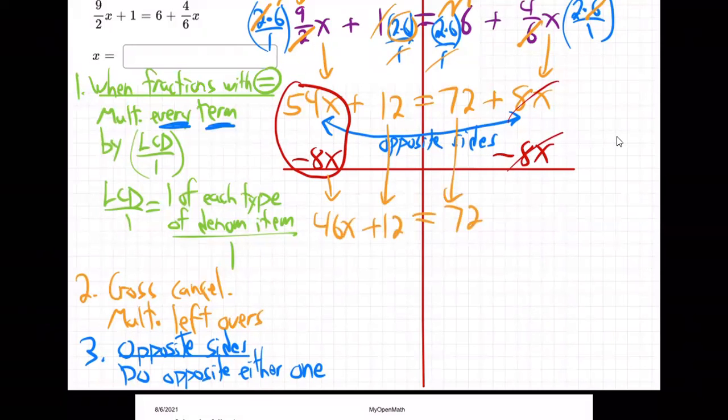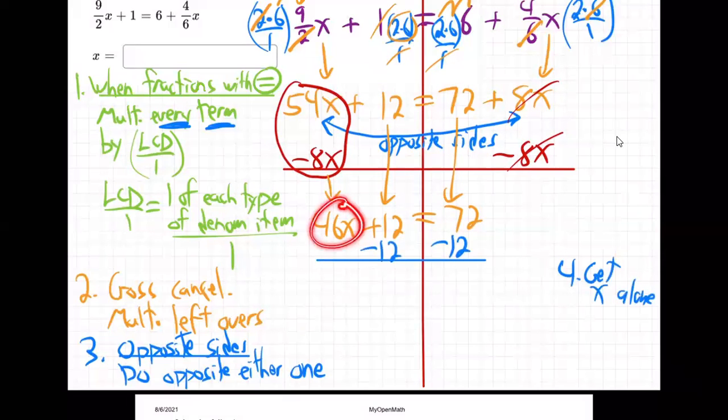Step 4, I'll write it over here for us. I was running out of room. Get x alone, so that means just subtract 12. Subtract 12. All right, we save the 46. We save the number that's right next to x. We save this for the last to divide it off, right? Like always, bring down the 46x. These 12s cancel. This is what, 60?